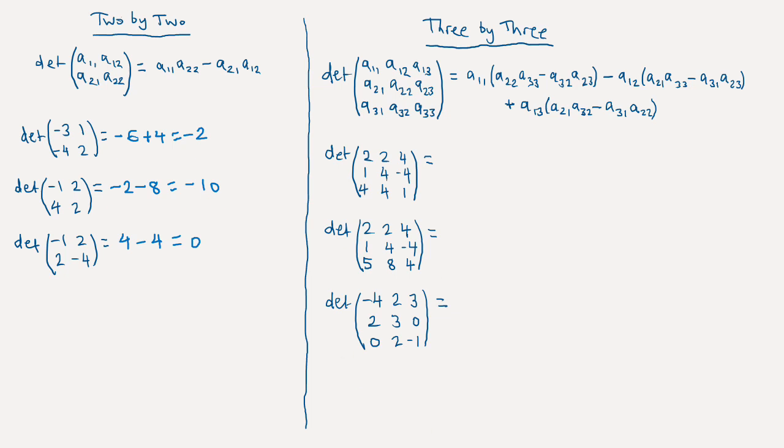So first of all, I'm going to write down the first element in the first row, and then I'm going to calculate the determinant of the bottom right 4 elements. So blocking off the first row and first column, I'm left with the 2 by 2 matrix 4, minus 4, 4, 1, and so the determinant of that would be 4 times 1 is 4, minus 4 times minus 4, so minus 16 is plus 16.